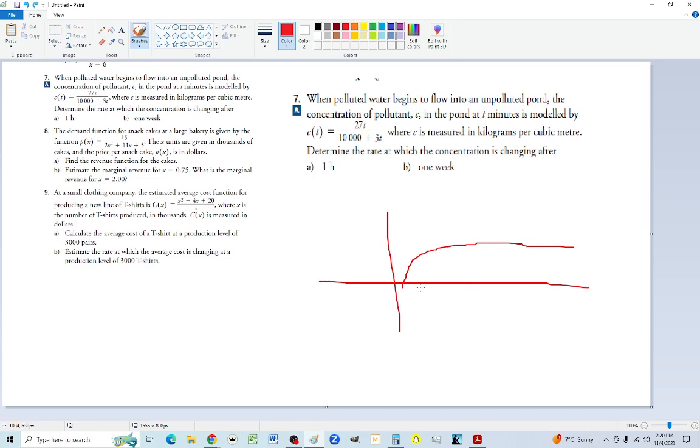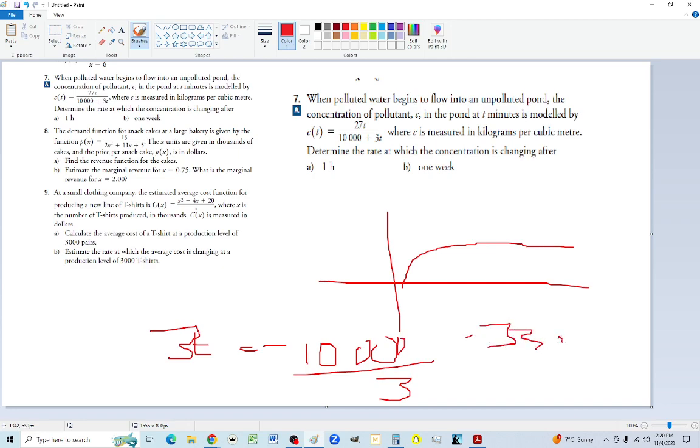The other information you can look at is the bottom. When is 10,000 plus 3t equal to 0? It's when 3t is equal to negative 10,000, divided by 3. It's roughly negative 3,000. So way over here is going to be a vertical asymptote. So you probably have something more like that, and then on the right, it's something like that.